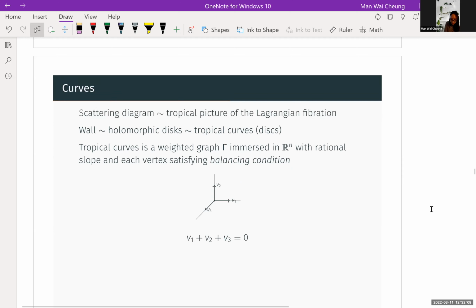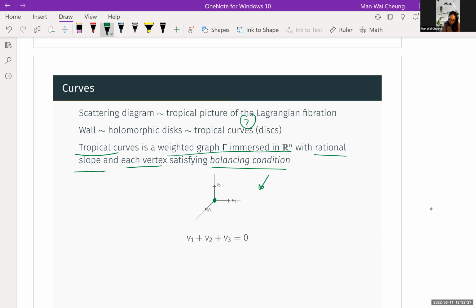So what are tropical curves? Tropical curves are weighted graphs immersed in R^n with rational slope, and each vertex satisfies what we call the balancing condition. And the balancing condition is simply like this. At each vertex, we look at all the edges going out from the vertex, and then the sum of all those outgoing directions will be 0.